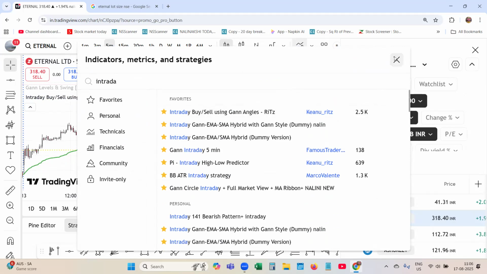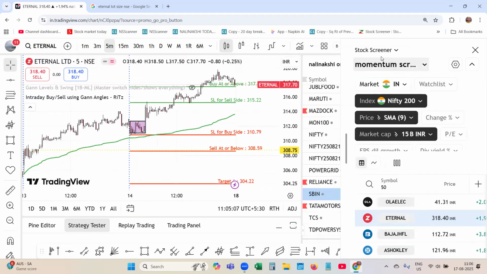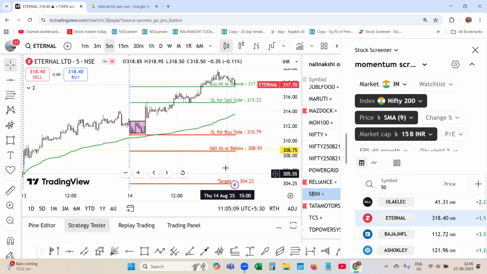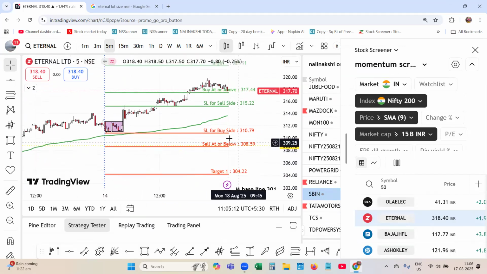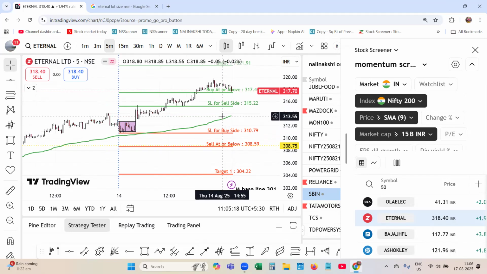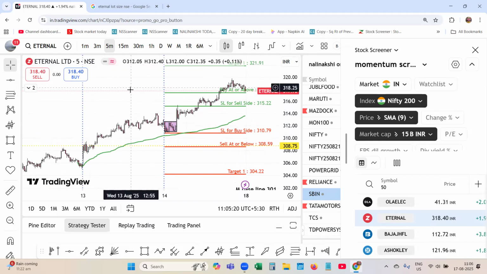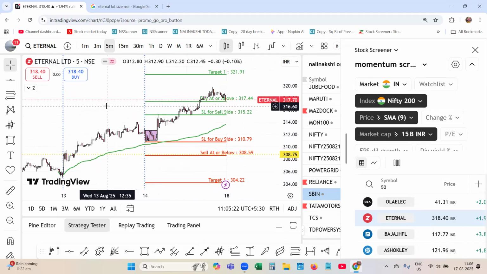You can apply this indicator, and this indicator has been tweaked actually. It says stop loss for buy side. Stop loss, buy above and sell below, it will tell you. So this indicator will tell you from where you need to buy. Okay.